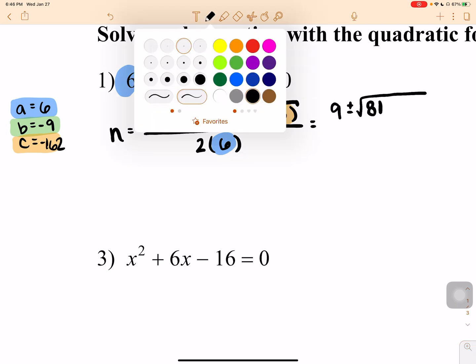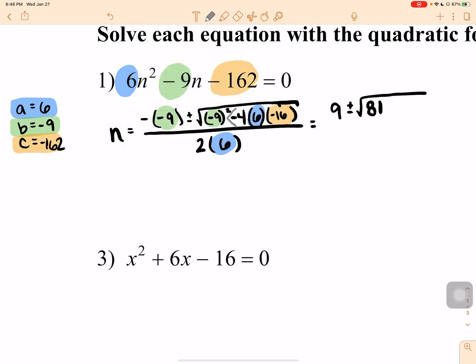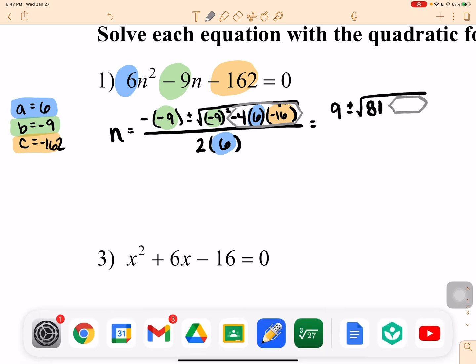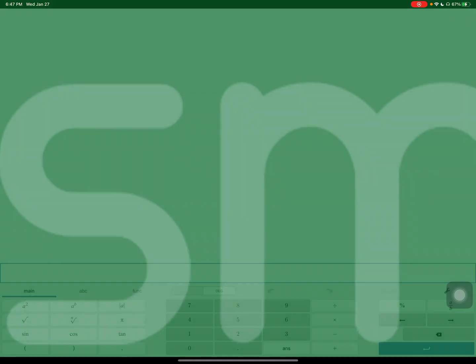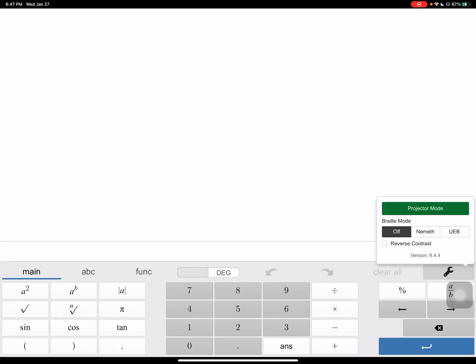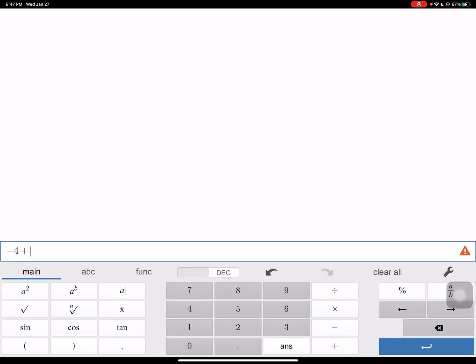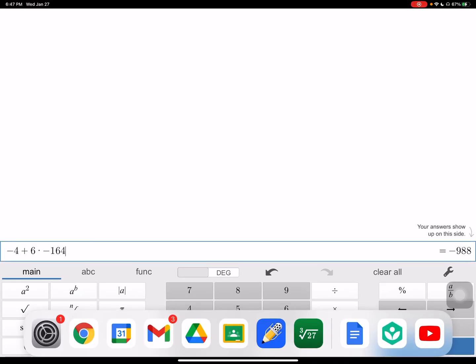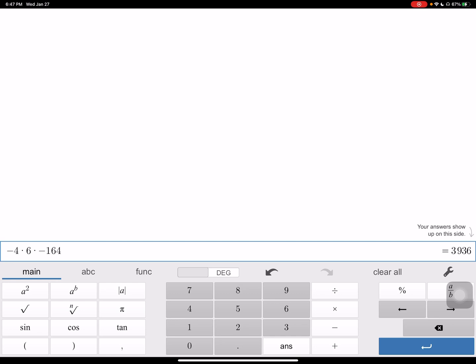And then right here we have negative 4 times 6 times negative 162. So do this all at once. And I'm just going to do this little drawing here just to show you that number is what we get here. So I need a calculator for this. So if we do negative 4 times 6 times negative 162. Let me go make sure that that's right. I don't think that's right. Oh, I did plus 6 times 6. There we go.